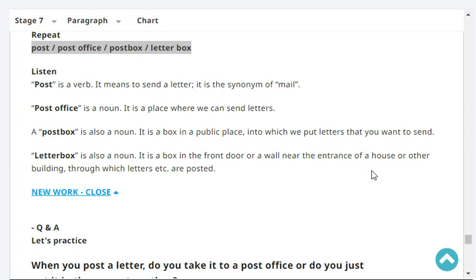Letterbox is also a noun. It is a box in front of a door or a wall near the entrance of a house or other buildings through which letters, etc. are posted. Okay, so let's practice.